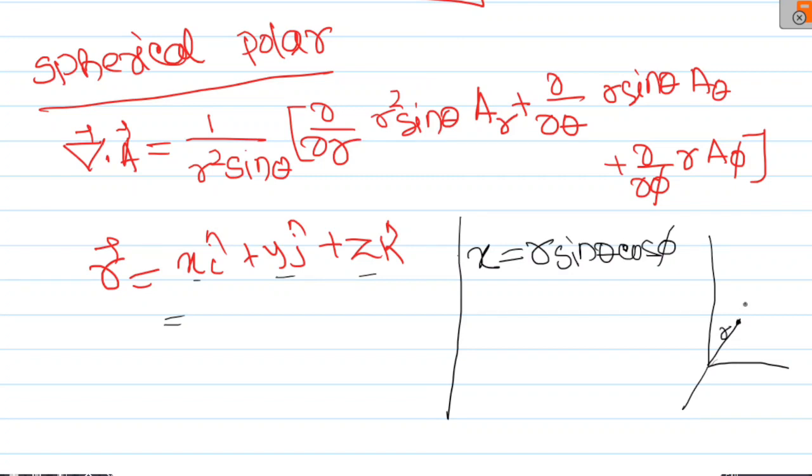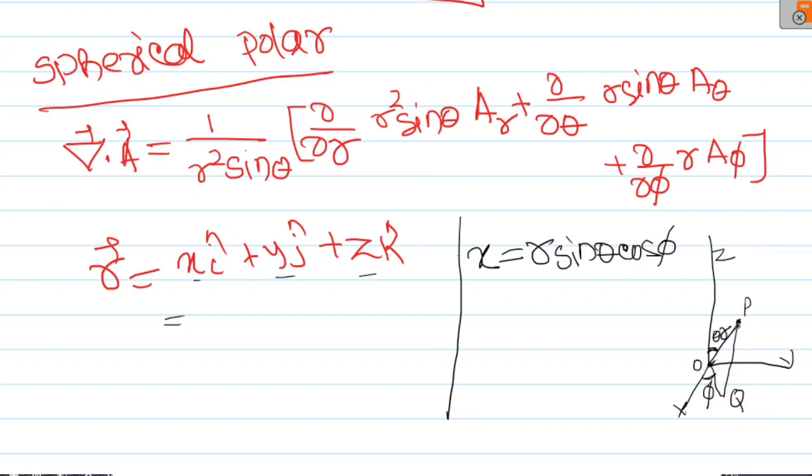Okay, the distance of point P from the origin. Now this makes an angle theta with the z axis. Now when we take a projection of this OP in the xy plane, this is your x, this is your y. Now this is your OQ. This makes an angle phi with the positive x-axis.